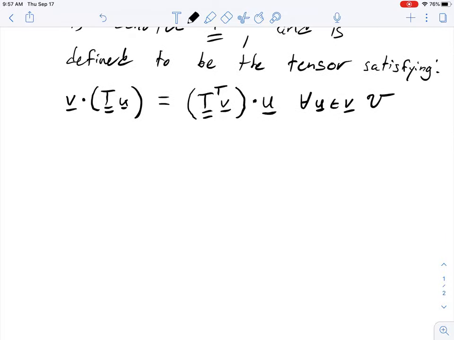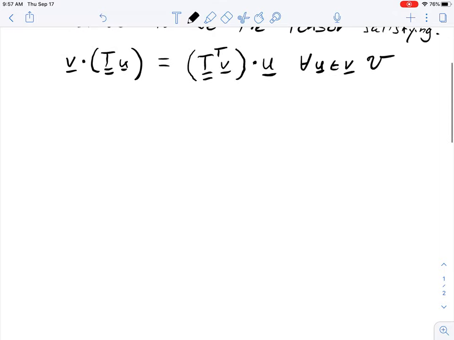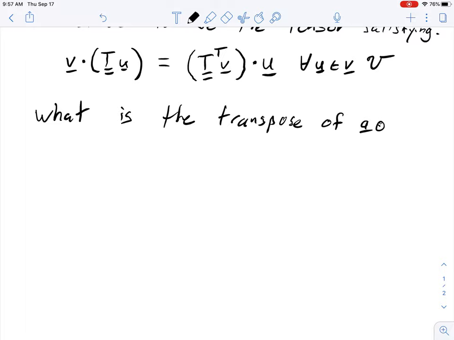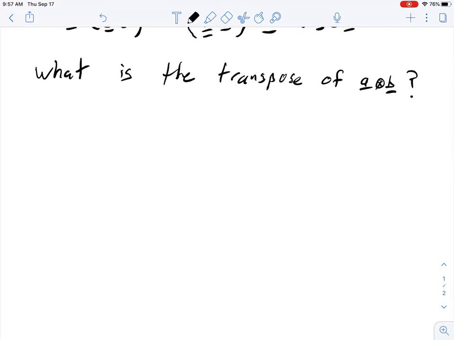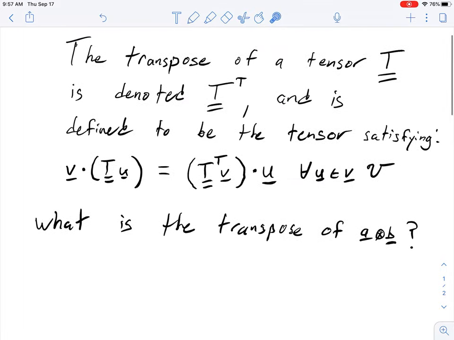So we showed that we can construct tensors given a basis for V using the tensor product. So what is the transpose of the tensor product of two vectors will be worth investigating. Well, let's plug that into our definition of the transpose right here.